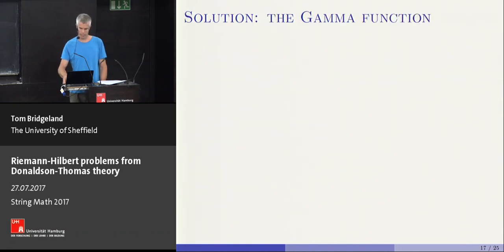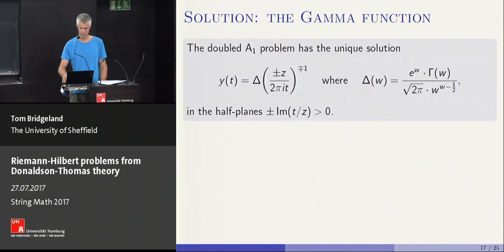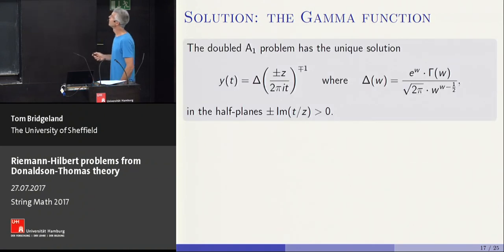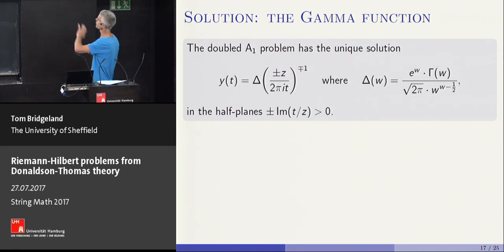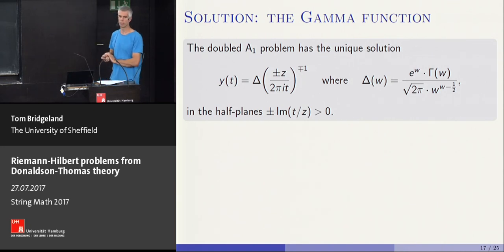And the solution is basically the gamma function. Right, so the solution has 2 parts according to which side of this ray you're on, and the function you have to put there is this modification of the gamma function.